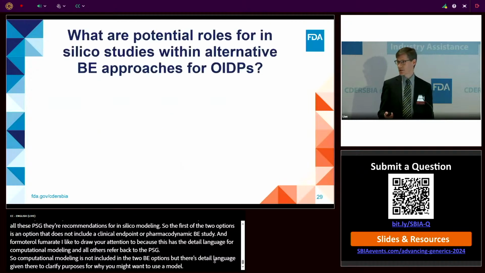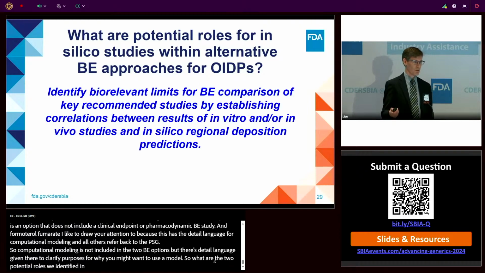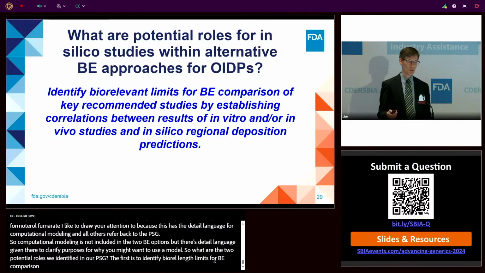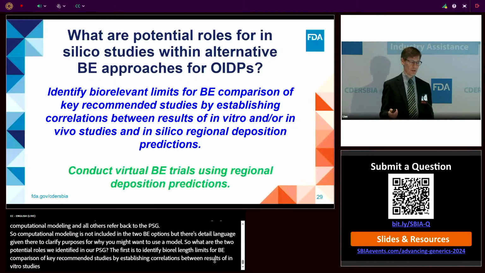So what are the two potential roles that we've identified in our PSG? The first is to identify biorelevant limits for BE comparison of key recommended studies by establishing correlations between results of in vitro and or in vivo studies and in silico regional deposition predictions, and also to conduct virtual BE trials using regional deposition predictions. And I'm going to get into that in a little bit more detail later on.